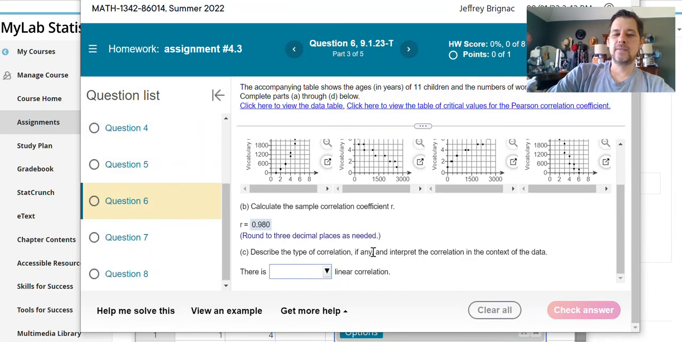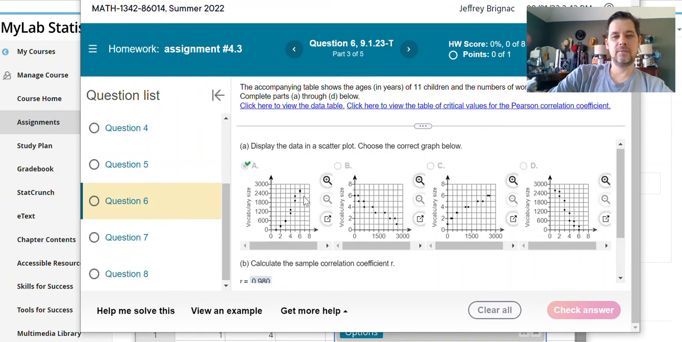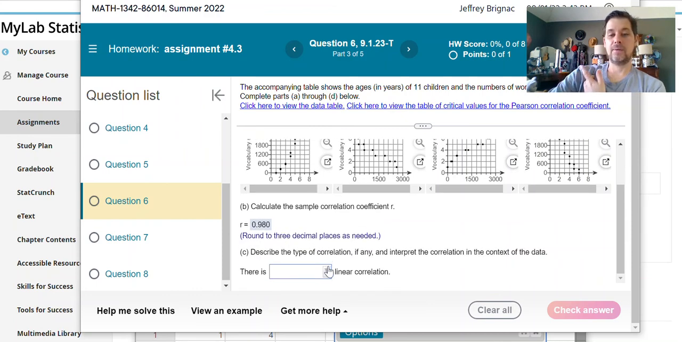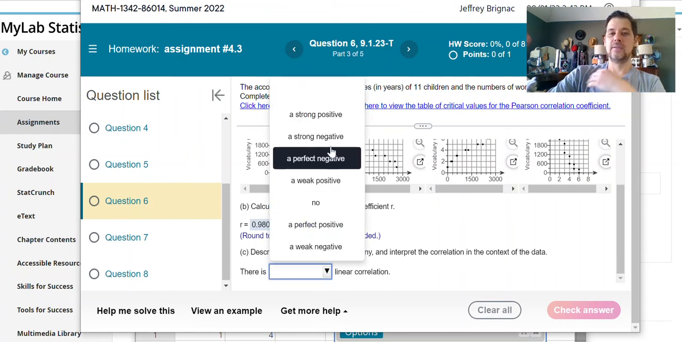Okay, let's describe the type of correlation. Well, remember, as we saw the line up here, generally up and to the right. Another way to say it is as age increases, so does vocabulary. As one variable increases, so does the other one. And we call that a positive linear correlation.